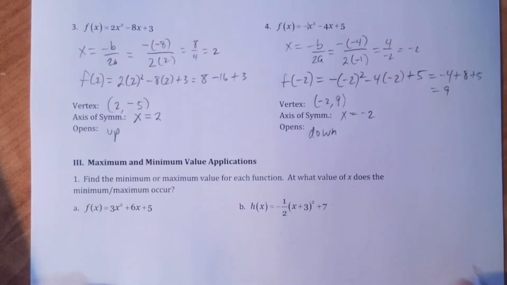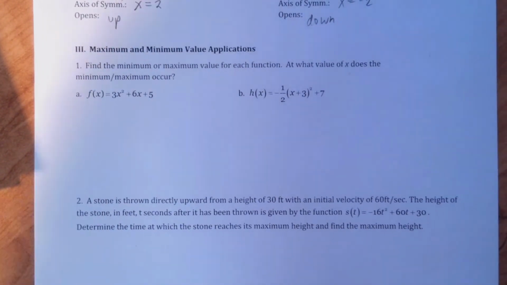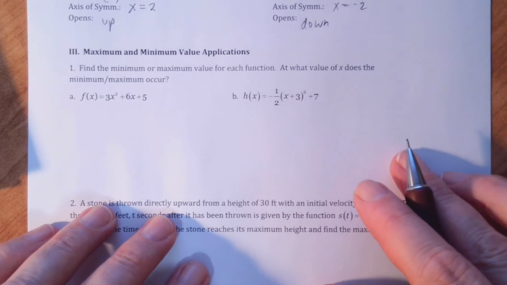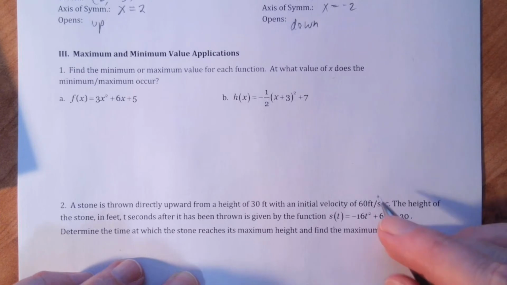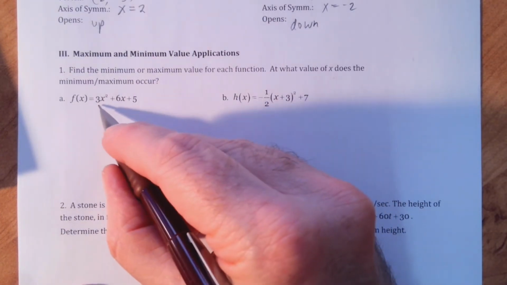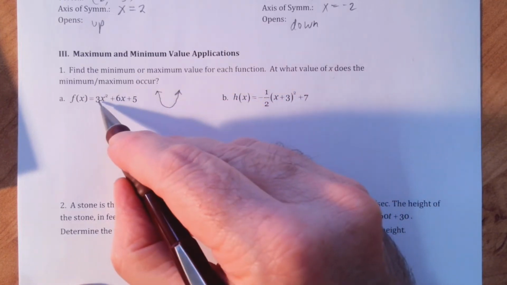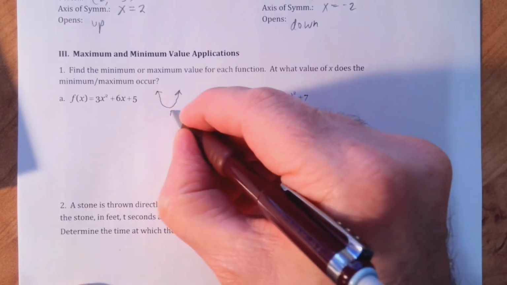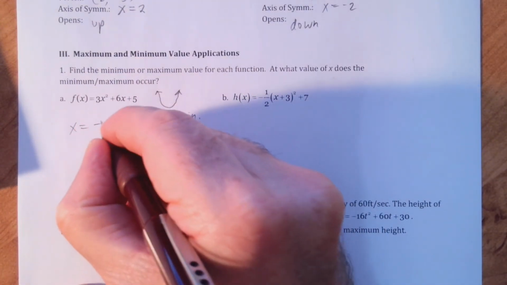Alright, so let's move on to talk about maximum and minimum values. Alright, so it says find the minimum or maximum value for each function. At what value of x does the minimum or maximum occur? Well, this is a parabola that opens up because we have a positive. So you can see that we're going to have a minimum here. Where do we find the minimum value? It's going to be at the vertex. So we need the vertex formula.